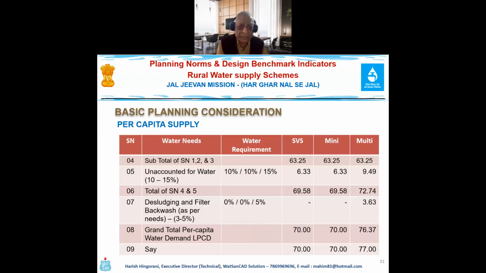In case of a surface water supply scheme, we need to consider 5% for filter backwash. Here the total maximum allowable water demand has been displayed for a single village scheme based on a groundwater source, a mini piped water supply scheme, and a multi-village water supply scheme based on a surface source. This is the maximum allowable we have decided, and it can be further optimized or minimized as per site-specific requirements.